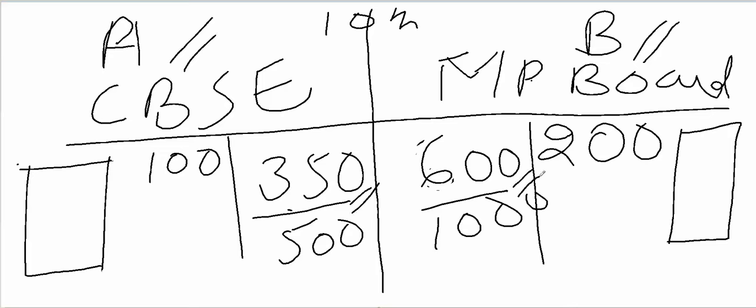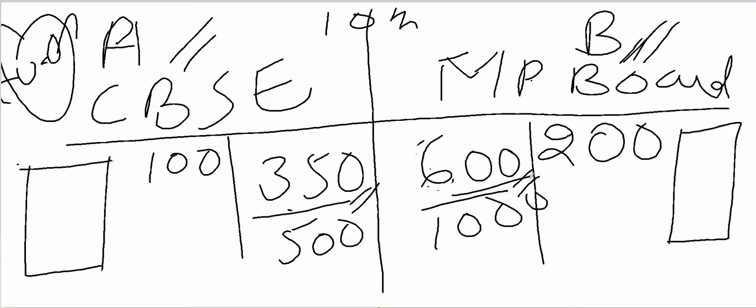I have got 600 marks. What will the professor, this is the prof, what will the prof judge? The prof will judge that student B got more marks, it means student B is a better performer. But it is not the case.